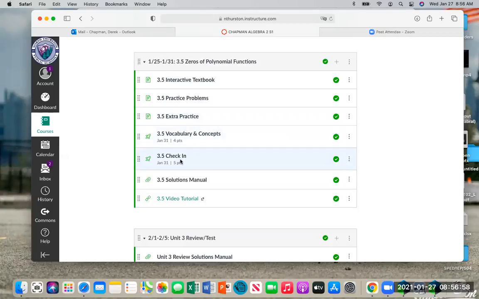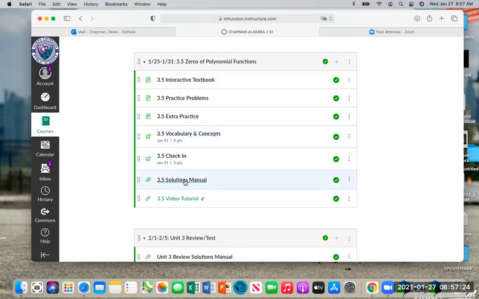Vocab and concepts and the check-in, these are both available to you. Please let me know if you're seeing any problems with it. Maybe you're typing in an answer and it's just not correct, but you're sure it's correct. I've had that happen. I think it was yesterday in geometry. I don't know, maybe it was algebra 2. I can't remember. Somebody emailed me and said, hey, I'm typing this in, but it's not accepting it. So please reach out to me if you're seeing anything crazy like that.